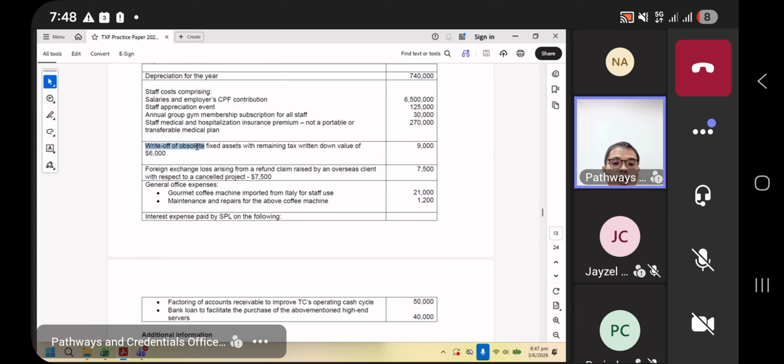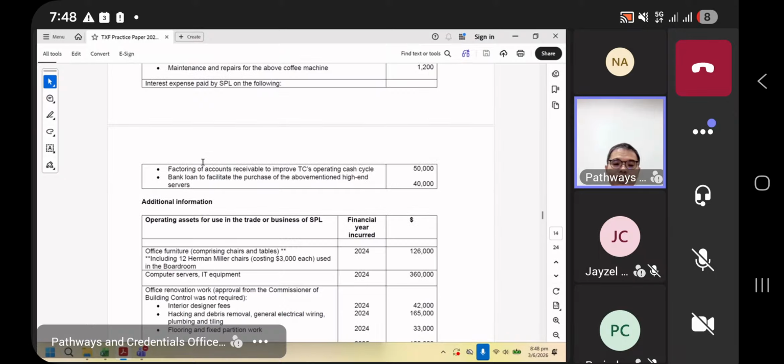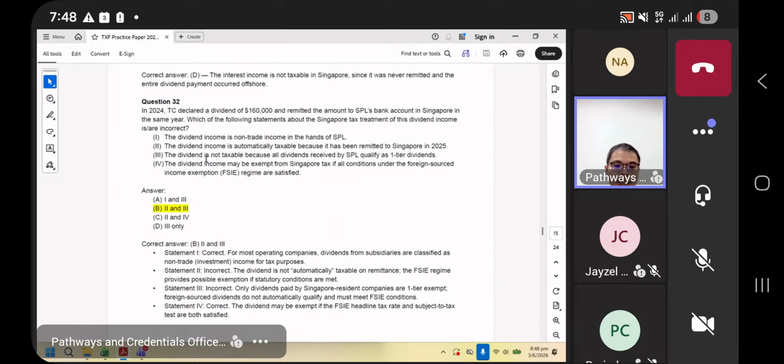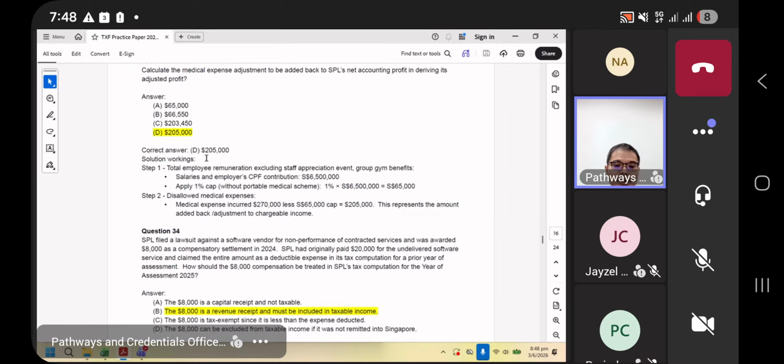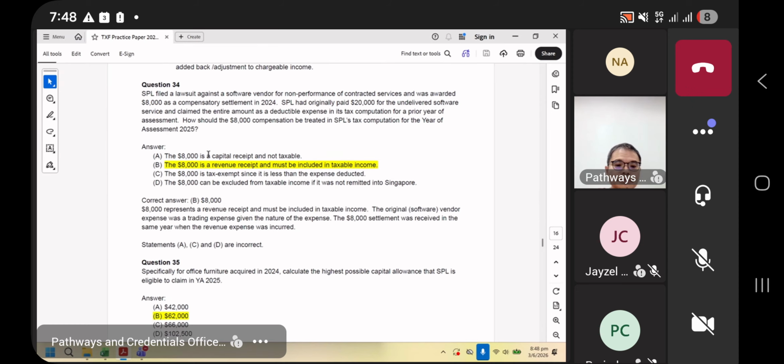Over here, there is a write-off of obsolete fixed asset with remaining tax written down value of $6,000. So there is no selling price. Given that the selling price is zero, but there's a TWDV of $6,000, there is a balancing allowance of $6,000 that you can claim as your CA.